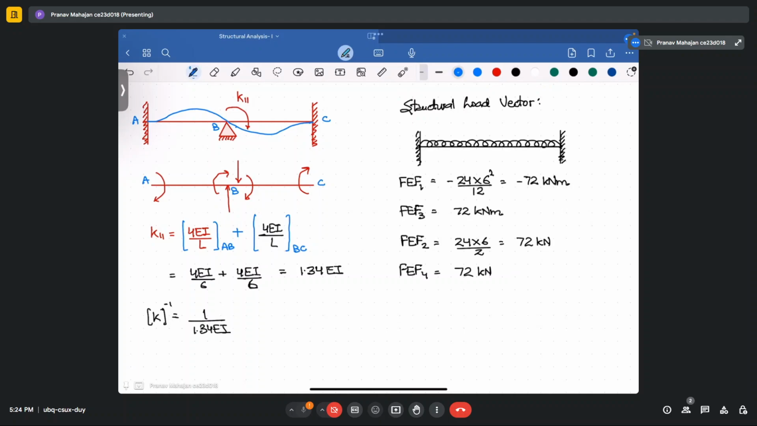Okay. So this is your structure load vector. So now your equivalent nodal loads will be equal to the reverse of what you have obtained for the structure load vector. So that would be equal to like this. So here it would be 72 kilonewton. Here the moment is anti-clockwise, so here it will be clockwise. And here it will become anti-clockwise. So this is for member AB.